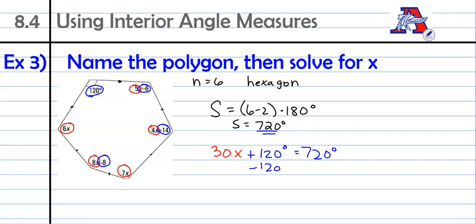Now we can solve it. Subtract 120 degrees from both sides. And we have 30x is equal to 600, I believe. And then our final step would be to divide by 30. So 600 divided by 30 is 20. X equals 20. So I believe there will be one like that on your assignments.